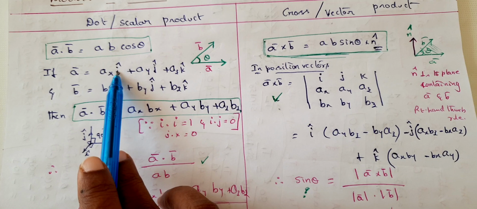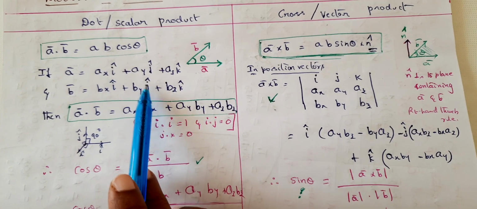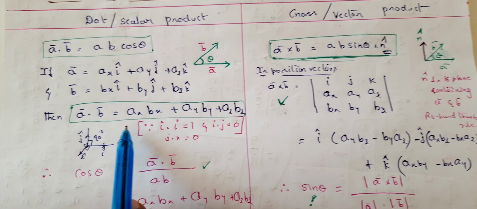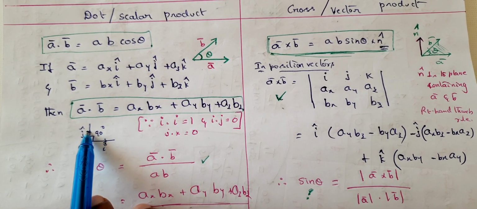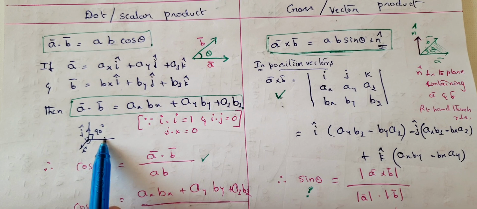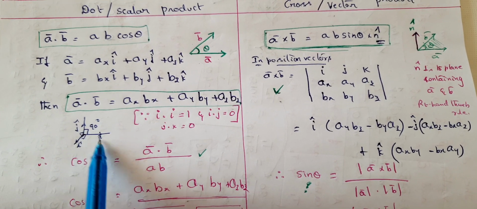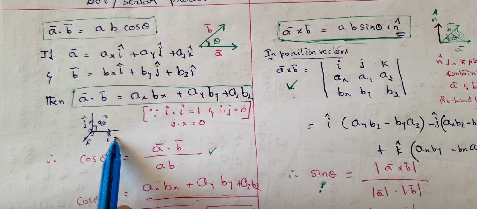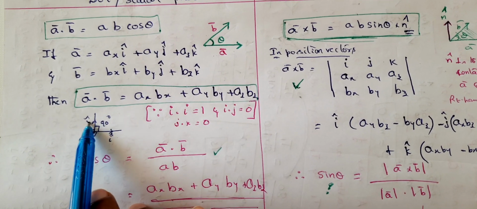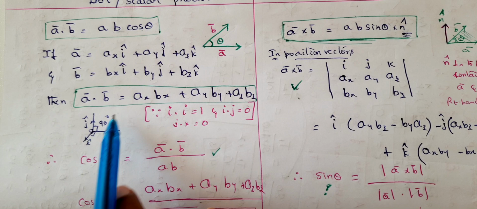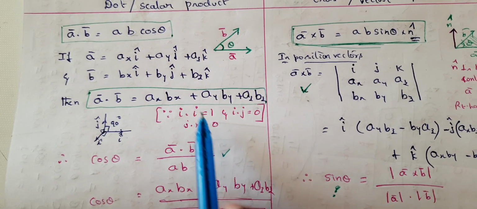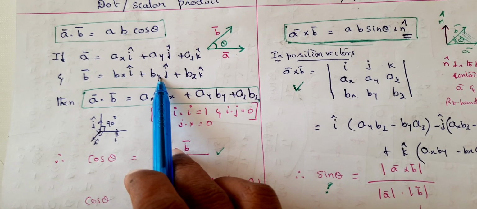So i magnitude 1, j magnitude 1, 1 into 1, right? Cos 90. So i, j, these two are along the x and y axis. What is the angle between them? 90 degrees. So i magnitude 1, j magnitude 1, 1 into 1 into cos 90. Cos 90 is 0. So therefore this value disappears.